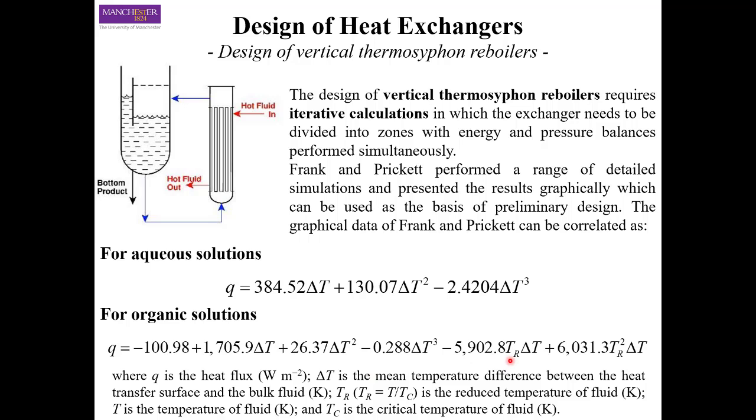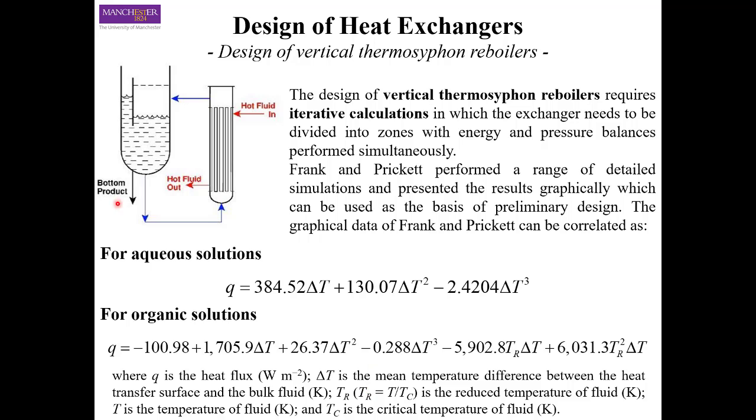Okay, so just like critical pressure, you have critical temperature. And if you take the ratio of any temperature with the critical temperature, you get what we call reduced temperature. So when we are using the Frank and Pickett equation for the heat flux calculation of a vertical thermosiphon reboiler, we have to be careful that this equation is accurate for TR in the range of 0.6 to 0.8. And this equation shouldn't be used at a pressure below 0.3 bar.